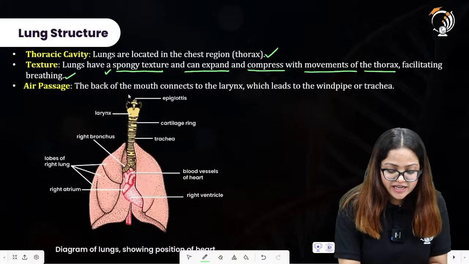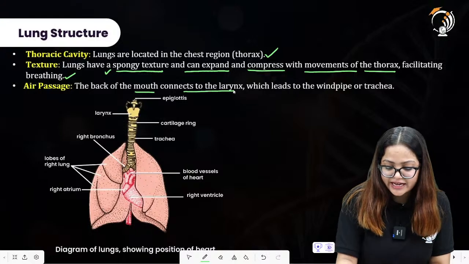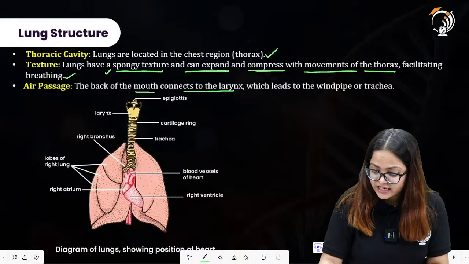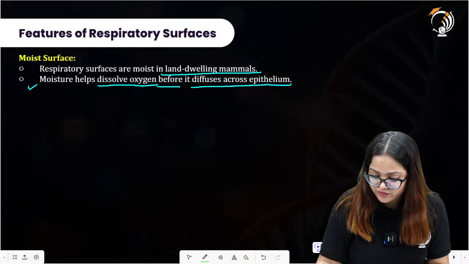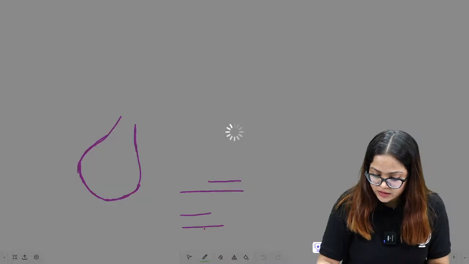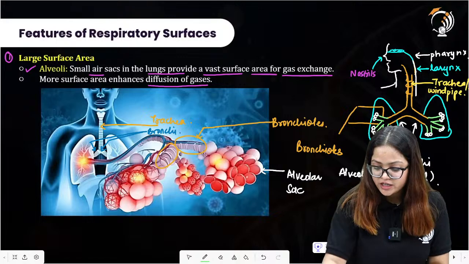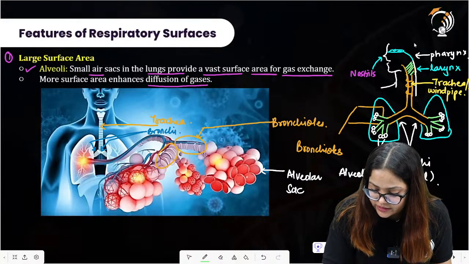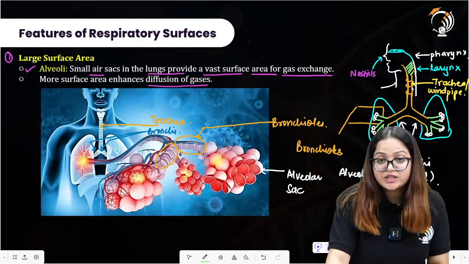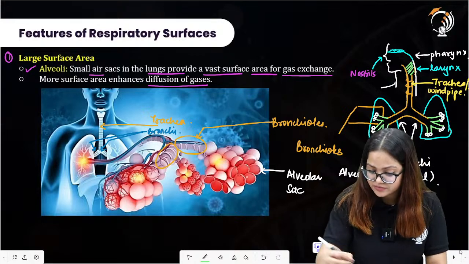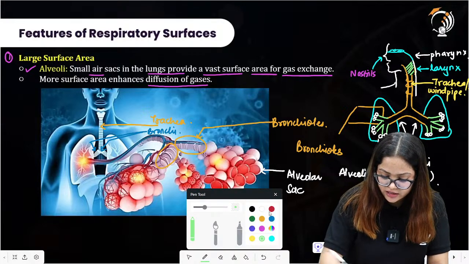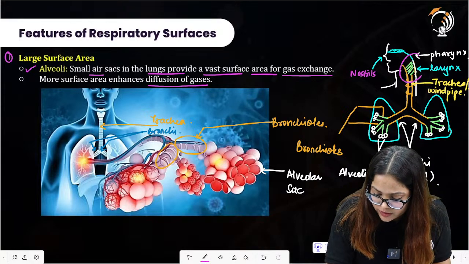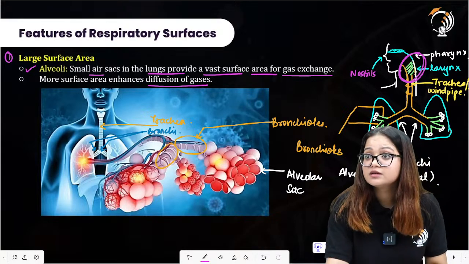Understood? Air passage: the back of the mouth connects to the larynx. Now, how is it telling us that the back of the mouth is connecting to the larynx? Let us get back to the diagram that we have drawn earlier. Alright, so this is the region of the larynx here. This is getting connected to the windpipe or the trachea. This was the region it is telling in the statement present in the previous slide. We are talking about this particular region. I hope this is visible.